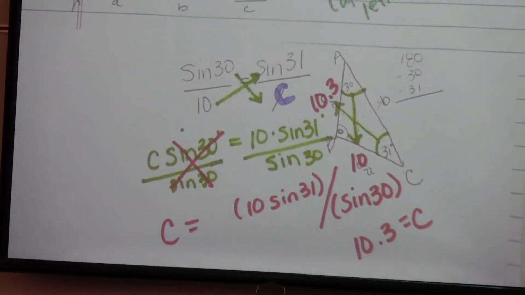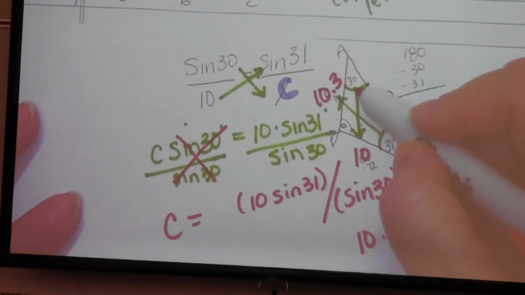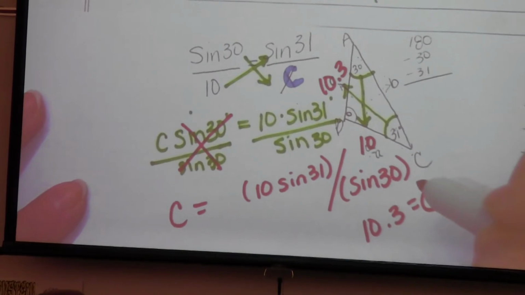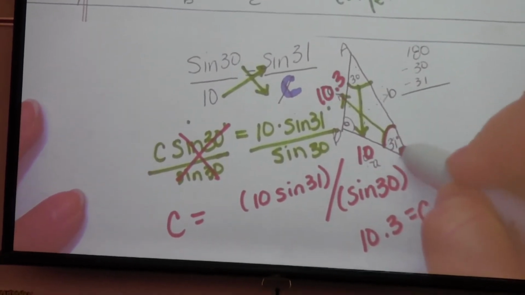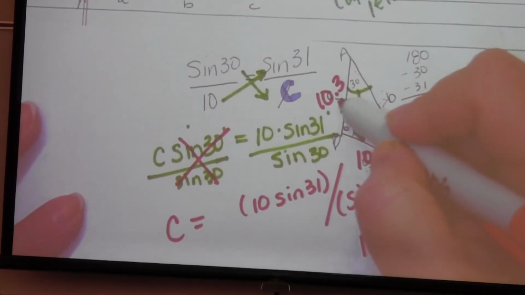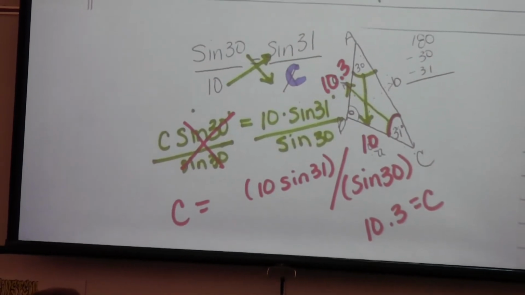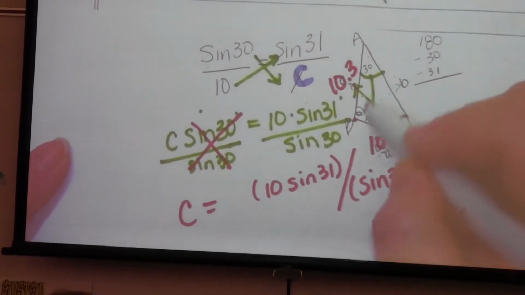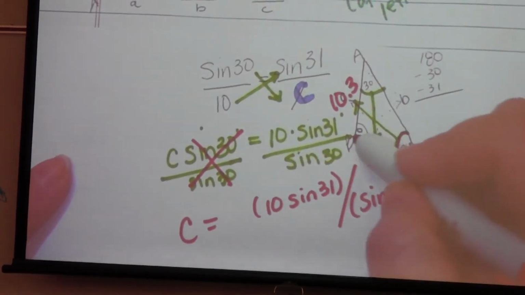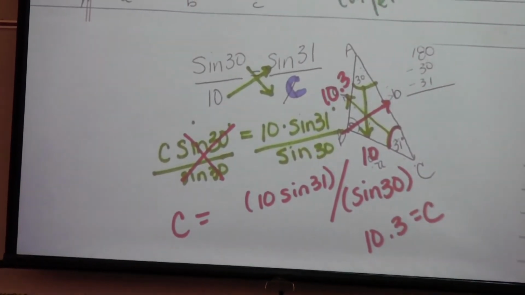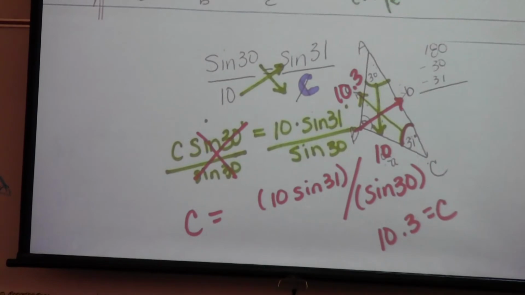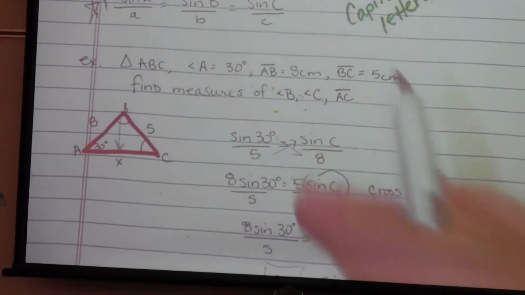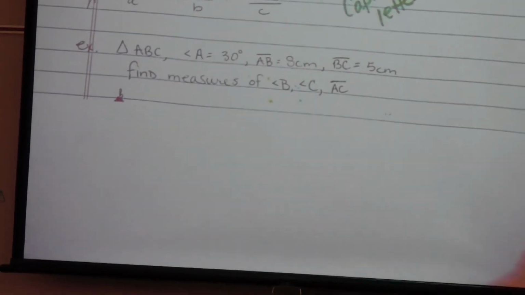That makes great sense to me, since this angle is 30, the side across from it is 10. This angle is just a little bit bigger, so the side across from it is just a little bit bigger. And we could even find angle B, because we could subtract from 180 and then just do this again to find the side across from it. So I have another example here for you to just look at.